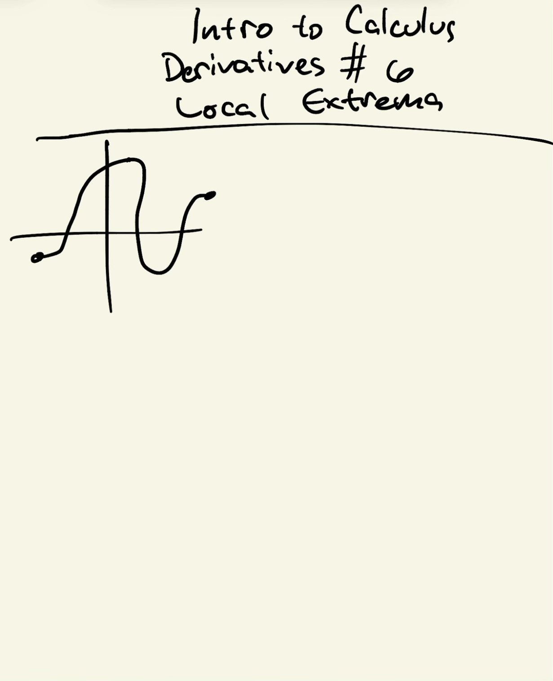So for a max, that is the highest point in its neighboring vicinity. Anything after will be less. Anything before will also be less. And it's the opposite with mins, where everything after will be greater and everything before will be greater in its immediate vicinity.